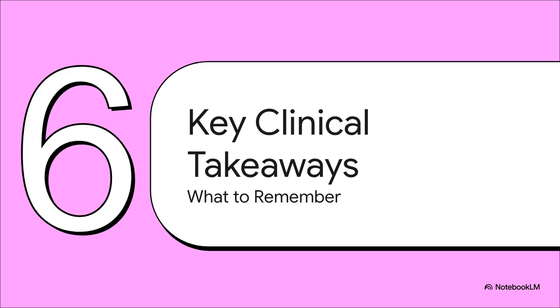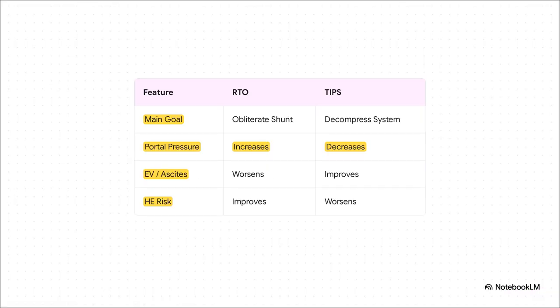Okay, let's boil all of this down into the key points you need to remember when you're discussing these patients on rounds. If you're going to remember just one slide from this whole thing, make it this one. This is the yin and yang of endovascular portal hypertension management. RTO techniques obliterate the varix but increase portal pressure. That worsens ascites and esophageal varices, but improves encephalopathy. TIPS does the exact opposite. It decompresses the system, improving ascites and varices, but making encephalopathy worse. Choosing the right one is all about the patient's specific clinical problem.